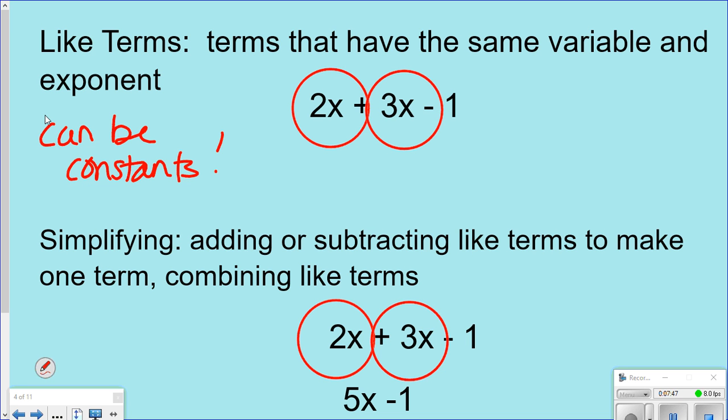And honestly, you don't even need to write this. I'll just talk about it. You don't need to write the simplifying one. Just write the top.